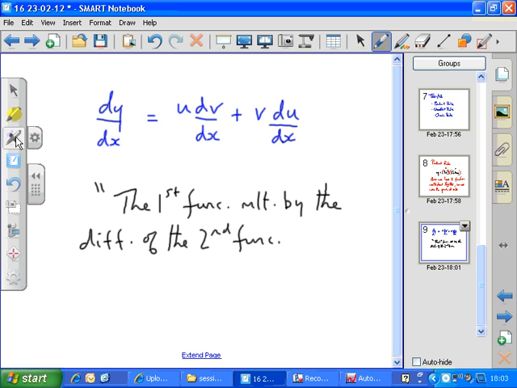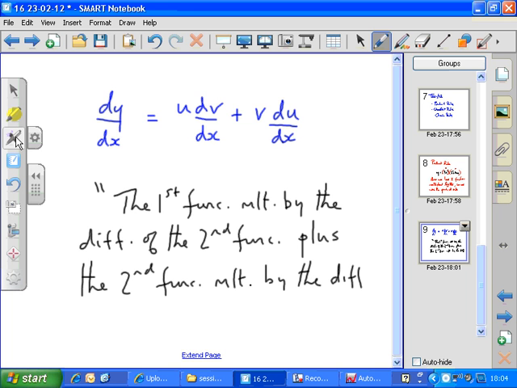Plus the second function multiplied by the differential of the first. And that's all it is, that's the rule. So we don't have to do anything further than what we've done already, really. We've got to differentiate these functions using that table of differentials that we've got already. But then we just have to apply those, or put those differentials into that rule.